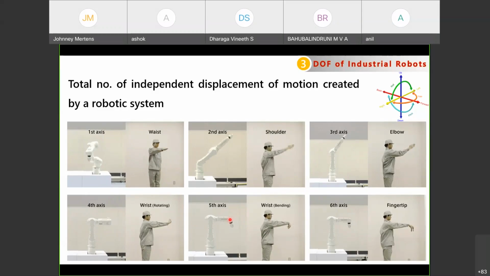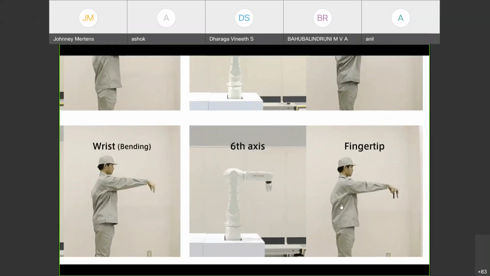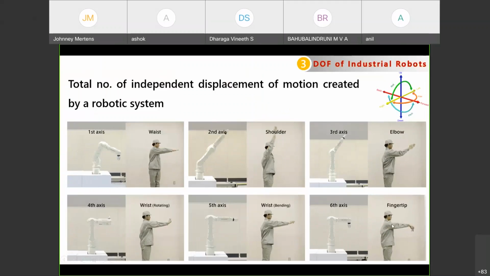Then finally, the rotation. If I focus on it, you can see a tumbler being rotated at the fingertip of a human, rotating the finger, rotating the tumbler. That same motion is happening on the gripper side also. So there are a total of 6 axes, and since 6 axes are there, this articulated type of robot is said to have 6 degrees of freedom.